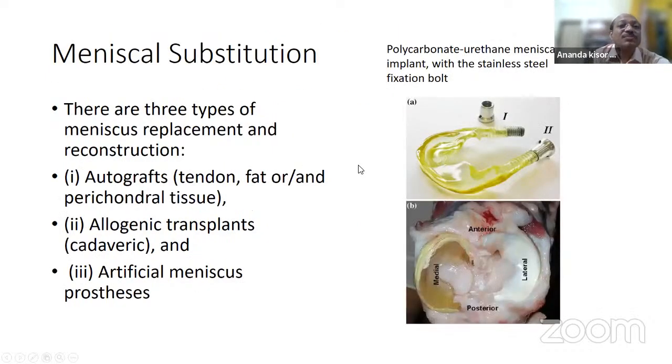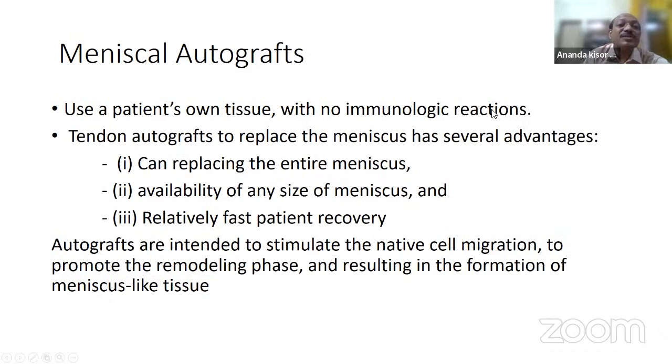And what are the meniscal substitutions? There are three types of meniscal replacement. We may use autografts with the help of tendon, fat, or perichondral tissues, allogenic transplant with the help of cadaveric structures, or the artificial meniscus prosthesis. As you can see here, this is a polycarbonate urethane meniscal implant with a stainless steel fixation bolt that can be used. For the meniscal autografts, you have to write it down sequentially.